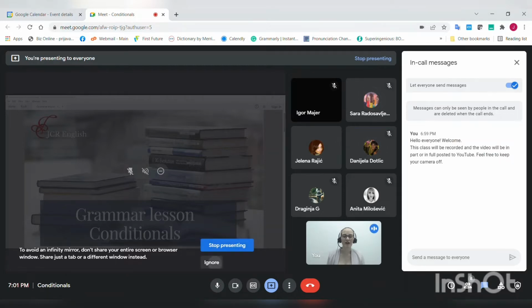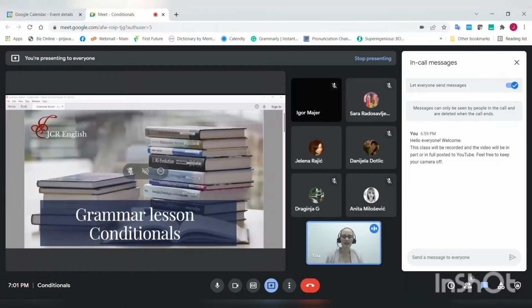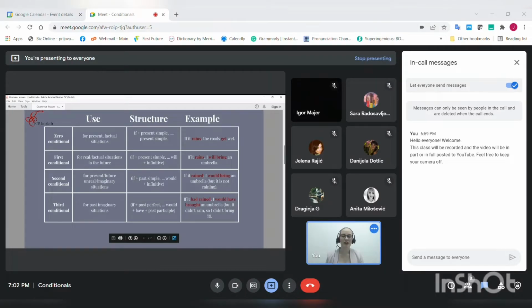Perfect. All right. So as we said, we're going to talk about conditionals. Who can tell me how many conditionals there are? Three or four? Four. There you go. Very good. Four conditionals. The first thing we're going to do today is talk about the purpose, the use of these conditionals. So, who wants to tell me, when do we use the zero conditional?